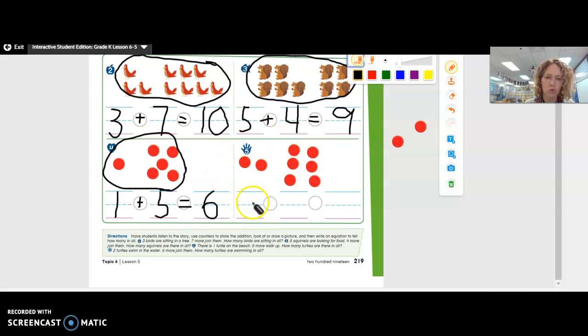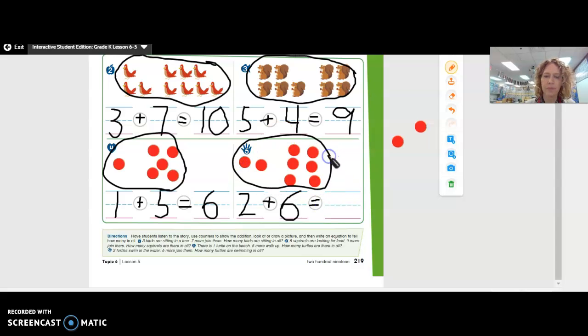How many started? 2. Yep, there was 2 turtles. Then how many more join them? Do you remember? If you don't remember, let's count. 1, 2, 3, 4, 5, 6. 6. Now we want to know how many all together, so we're going to put our equal sign, okay, and we're joining them. Okay, how many all together? All right, let's count them. 1, 2, 3, 4, 5, 6, 7, 8. 8 turtles all together. 2 plus 6 equals 8.